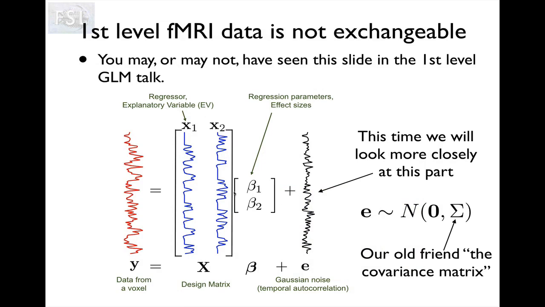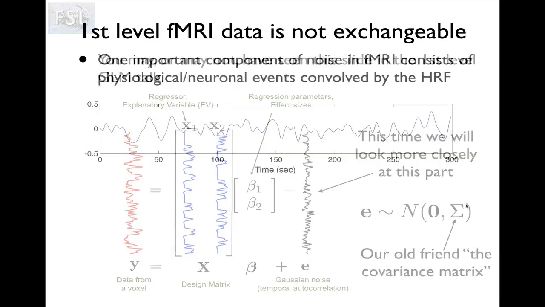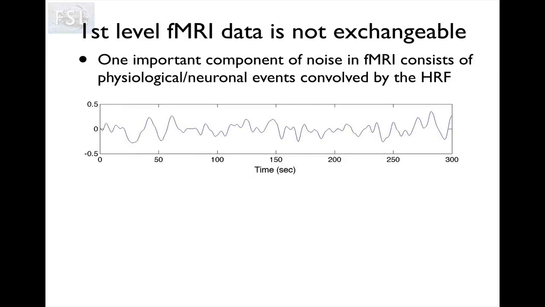If you remember this slide from the GLM talk, we had the data, we had the design matrix, we had the regression parameters, and we also have the Gaussian noise. This time we're going to look more closely at this part. What we have here is our formal description of this noise vector. We're saying it's normally distributed with a zero mean and a covariance matrix, denoted by sigma here. Right, so first level FMRI data.